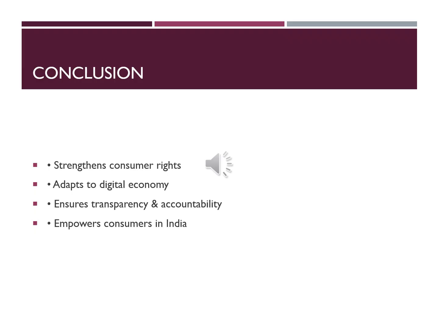Conclusion. Consumer protection laws in India evolved from general trade laws to specialized legislation like Consumer Protection Act 1986 and 2019, influenced by international initiatives like the United Nations Guidelines for Consumer Protection. These laws ensure fair trade practices, consumer rights, and effective grievance redressal mechanisms, and also strengthen consumer rights, adapt to the digital economy, ensure transparency and accountability, and empower consumers in India.